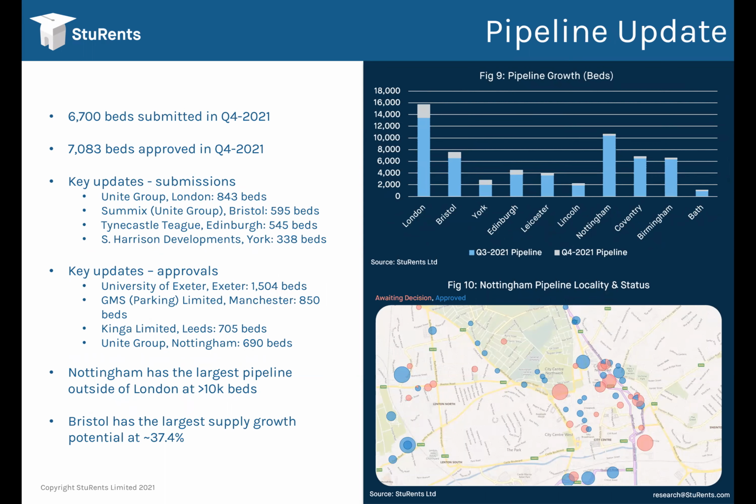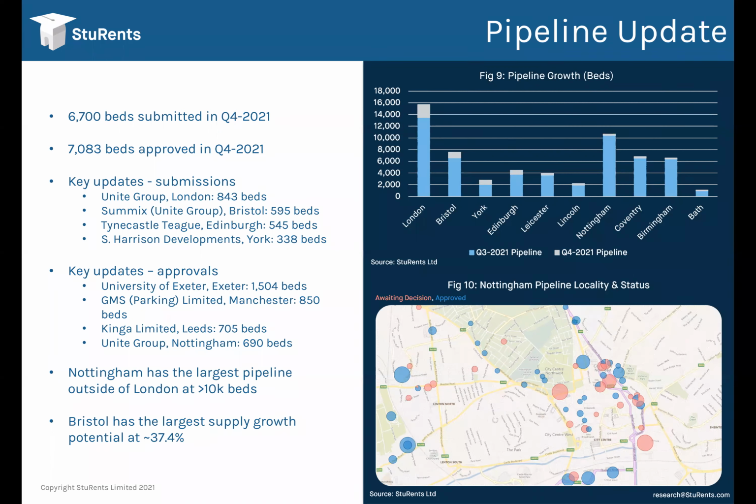Moving on to the pipeline and how that's developed over recent months. In Q4, which again is the July to September period, we saw 6,700 new beds being put forward nationally, and we saw just over 7,000 beds approved in Q4 as well. In figure 9, we've highlighted a few key locations, and we can see how that pipeline has changed quarter on quarter. So in London, for example, the pipeline increased by about 2,400 beds. In Oxford it's just over 1,400. Bristol, 1,100, and so on. So in those locations the pipeline has increased, but again, that will vary over time.